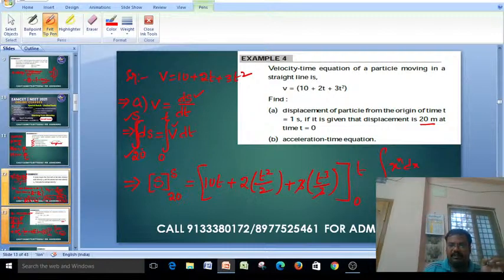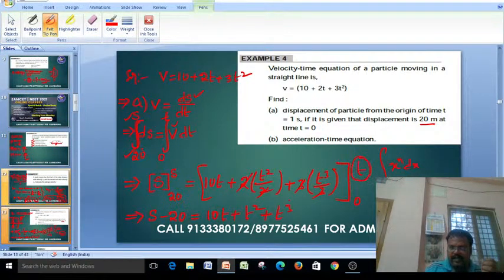Then 3 and 3 will get cancelled, 2 and 2 will get cancelled here. When you frame the equation, you have to substitute the upper limit and lower limit. Upper limit minus lower limit, that is s minus 20, is equal to, finally, 10t plus t² plus t³, from 0 to t. When you substitute 0 for the lower limit, you get the same equation in this case.